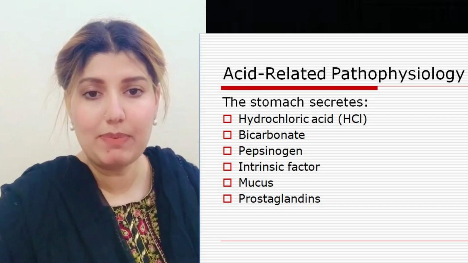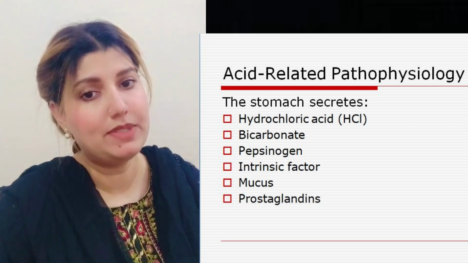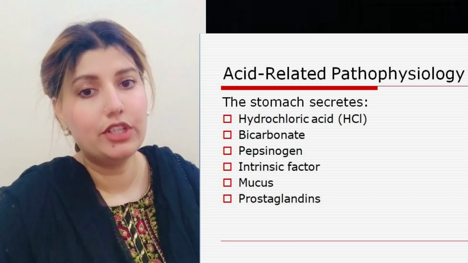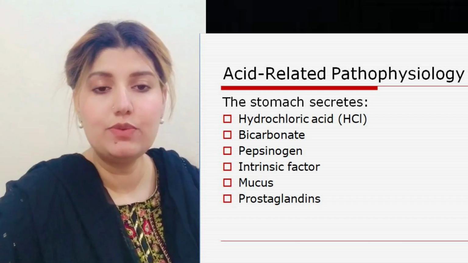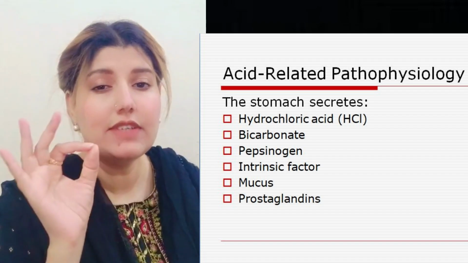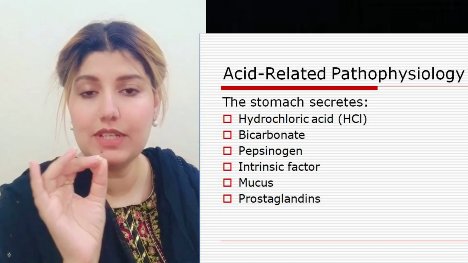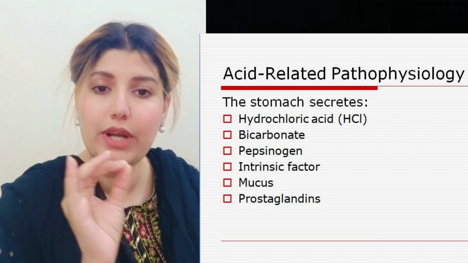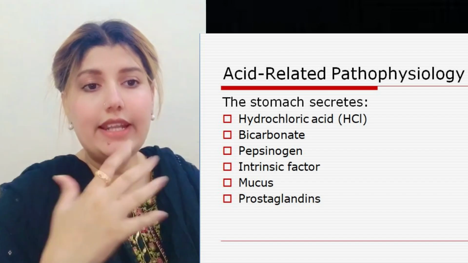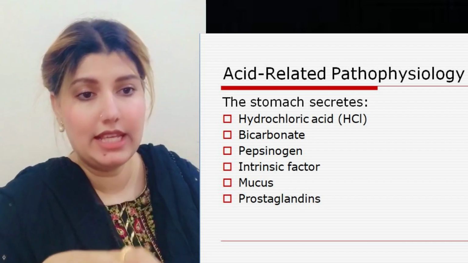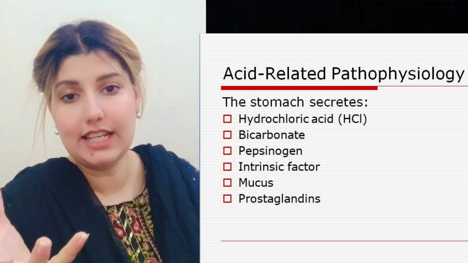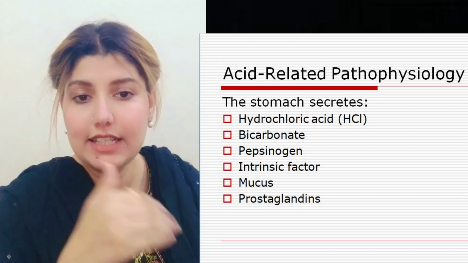The next one is pepsinogen. Pepsinogen becomes pepsin, which is required for the digestion of the protein molecules that we eat. The next one is the intrinsic factor. Intrinsic factor is a glycoprotein that facilitates gastric absorption of vitamin B12. The next one is the mucus. Mucus protects the stomach walls from the hydrochloric acid and other enzymes.